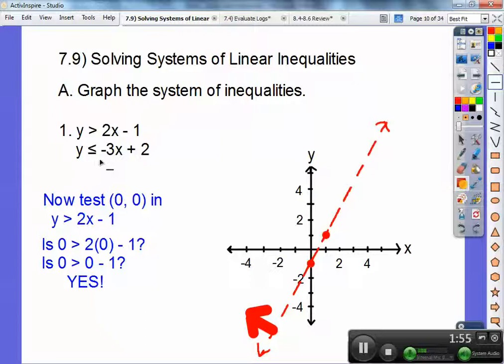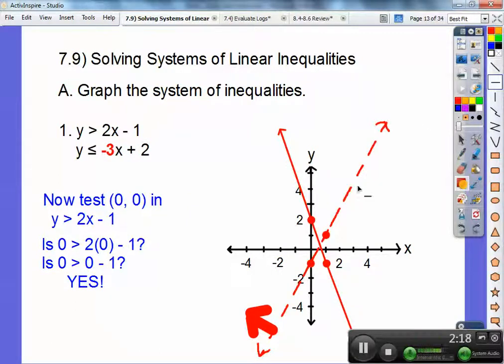Y less than or equal to -3x plus 2. I'm going to go to the +2 first right there. There's my +2. And then this -3 means down 3 to the right 1. There's an imaginary number there. So I'm going to go down 1, 2, 3, and then to the right 1, and I'm going to put a point right there. And this one's going to be a solid line, you guys. So there it is, and there's my solid line.